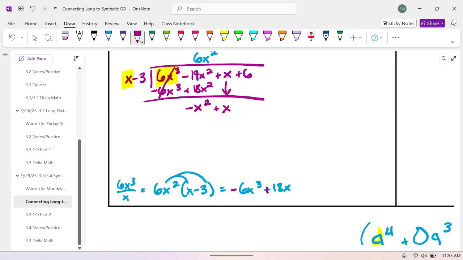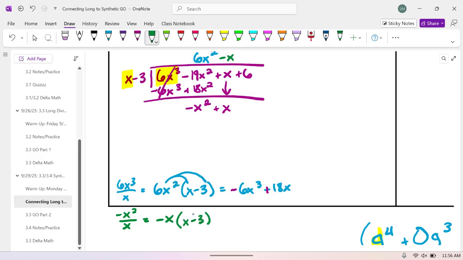So pick someone. Anyone you want. Who? Lainey? All right, Lainey, shoot. What's next? So we do negative x squared divided by x, which gives us what? Negative x. Good. Then what do I do?